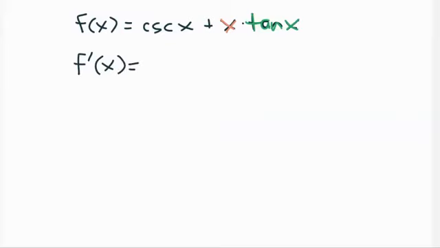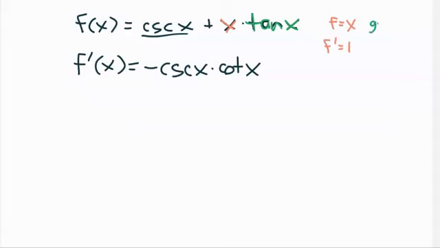So the derivative of cosecant is negative cosecant times cotangent. Derivative of this is this. And then the other one we have to use product rule, so still probably a good idea to write down our choices for f and g. So f is x, which means the derivative of f is 1, right? Just the derivative of 1x is 1. And g is tangent of x, and the derivative of tangent is secant squared.